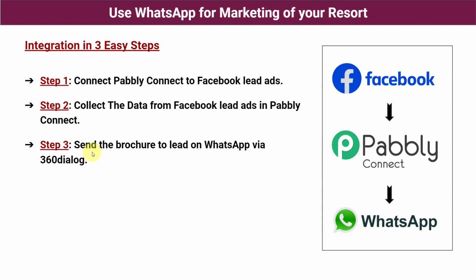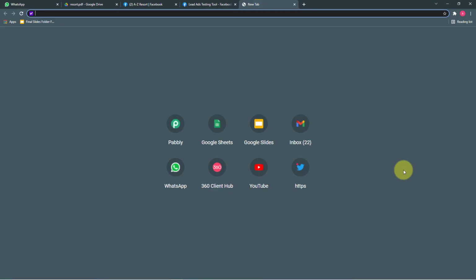And finally, we are going to send the brochure to the lead on WhatsApp via 360 Dialog. Okay. So finally, we are going to send the brochure of our resort on the WhatsApp account of the person whose data we have collected here in Pabbly Connect. Right. And to do this, we are going to use another application which is 360 Dialog. Okay, so I will tell you what 360 Dialog is later on in this video. First of all, let's jump to our step 1 and open Pabbly Connect.